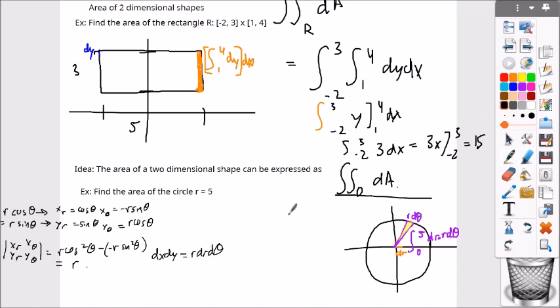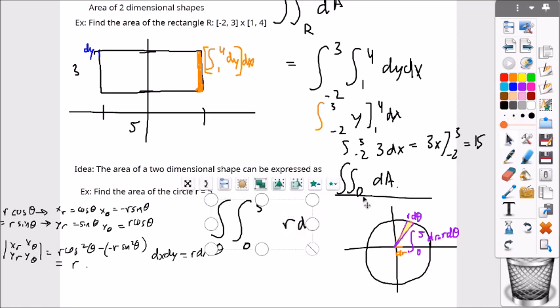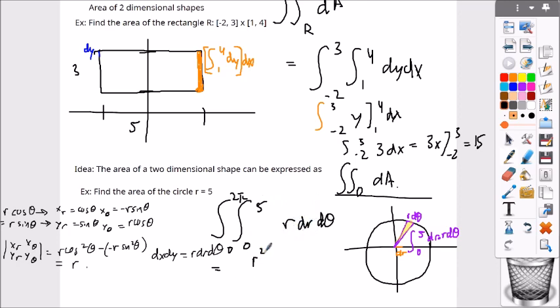So the integral will be the iterated integral from 0 to 5 of r dr d theta, and then d theta will run all the way around. So what is all the way? It's 0 to 2 pi. So what will this give us? Well, the integral of r dr is r squared over 2 from 0 to 5, which is 25 over 2.